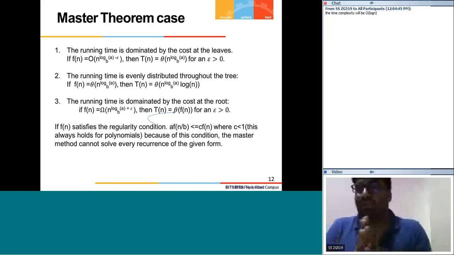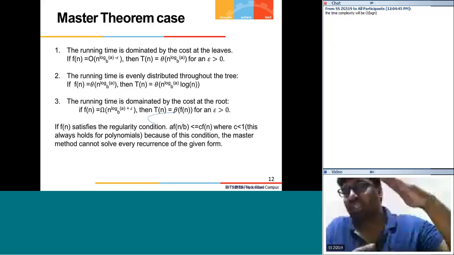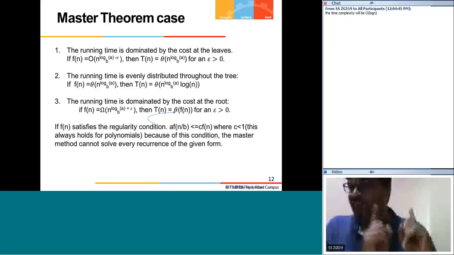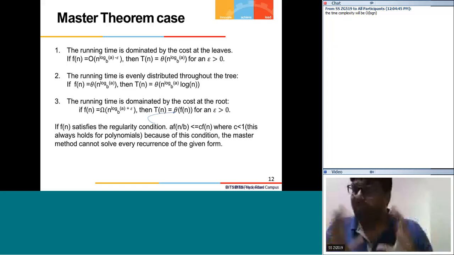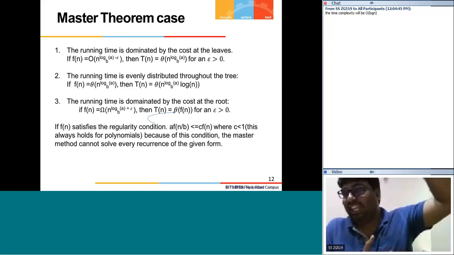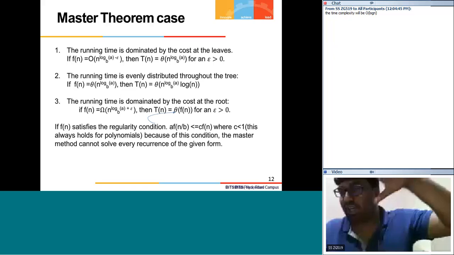If my problem is completely dominating at the leaf node, meaning I'm getting the solution at the leaf node, I'll be using case one. How do I get to know? Do not worry, that will come when we have the problem. If my problem is equally distributed throughout the tree, every iteration performing equally, then I will be using case 2. If my problem is dominant at the root, at the initial stage without any division, I will be using case 3.